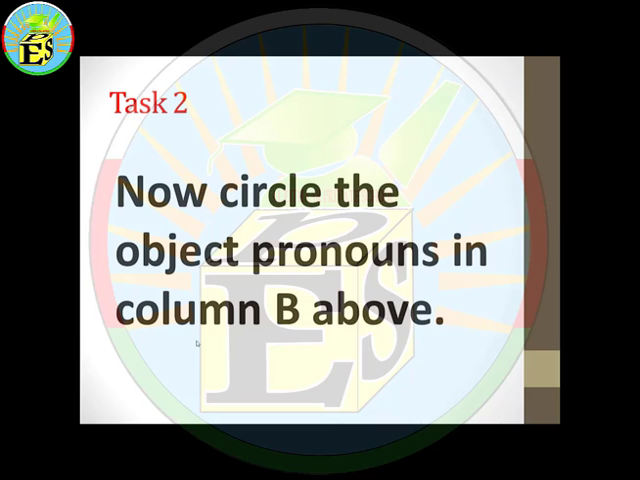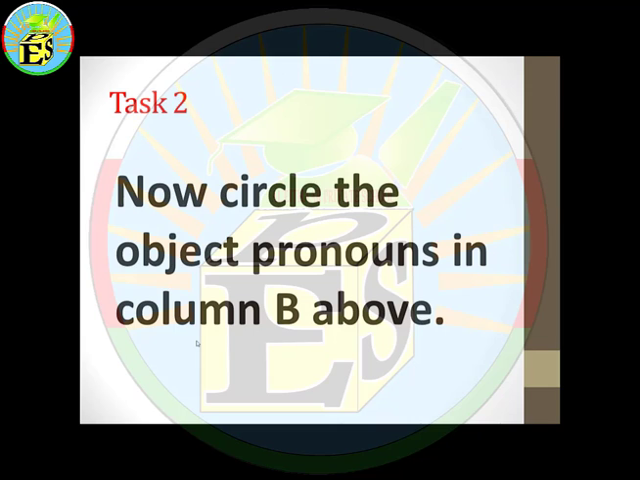C, I can see her. D, can I help you? Which one is the object pronoun? Then E, can you put them on this plate? F, I'm going to help him wash the car. And G, can you find us?